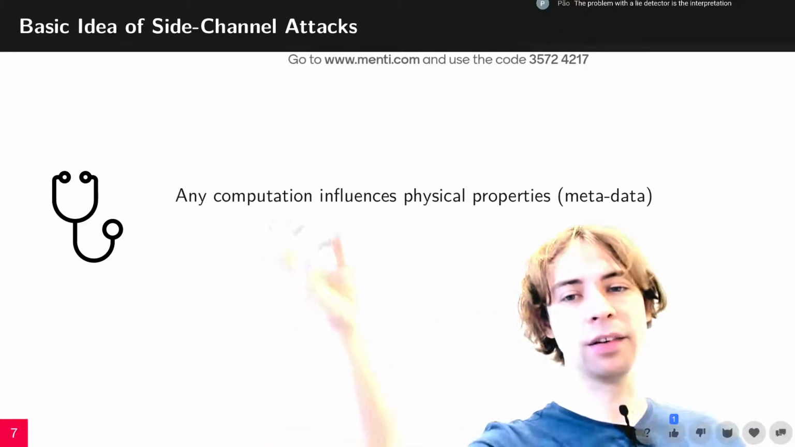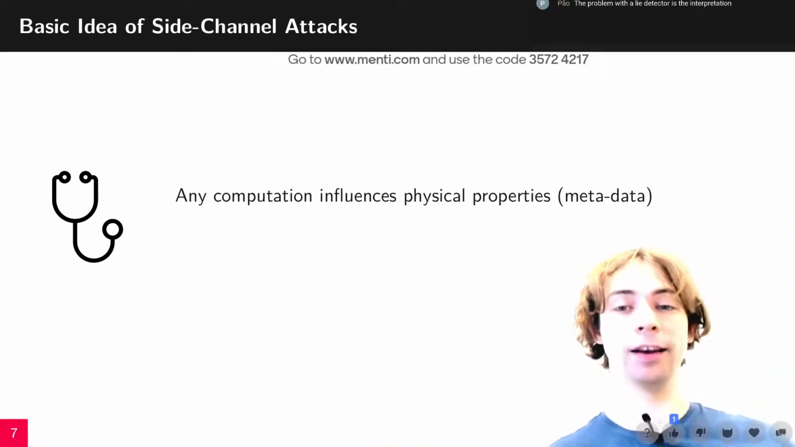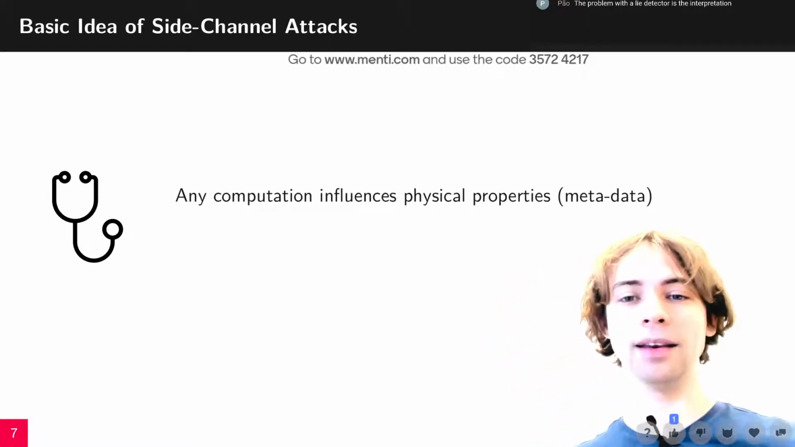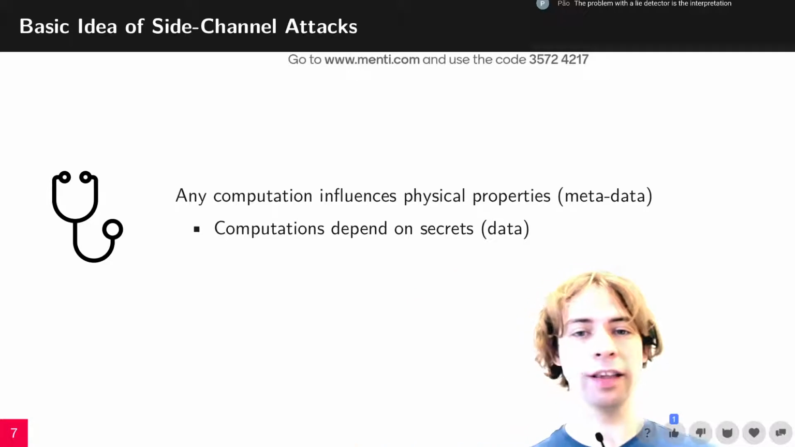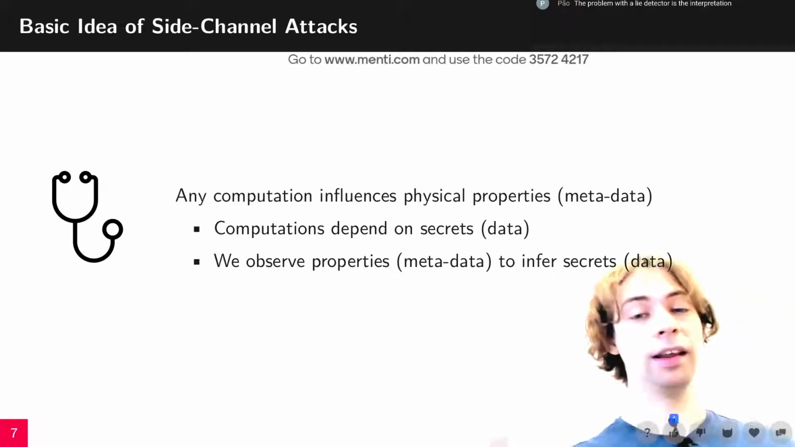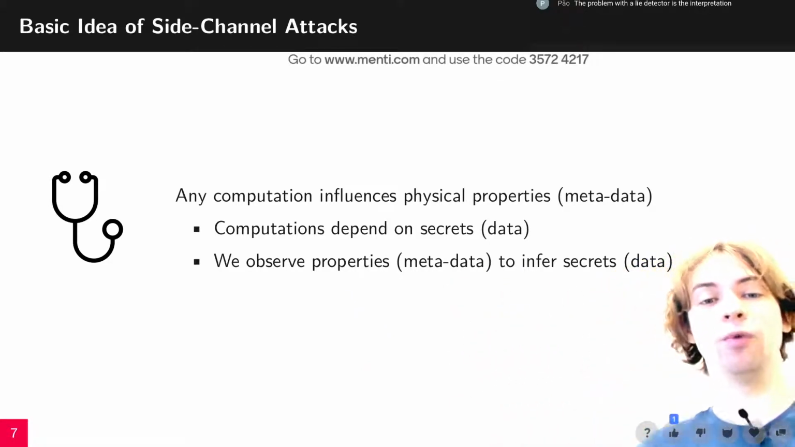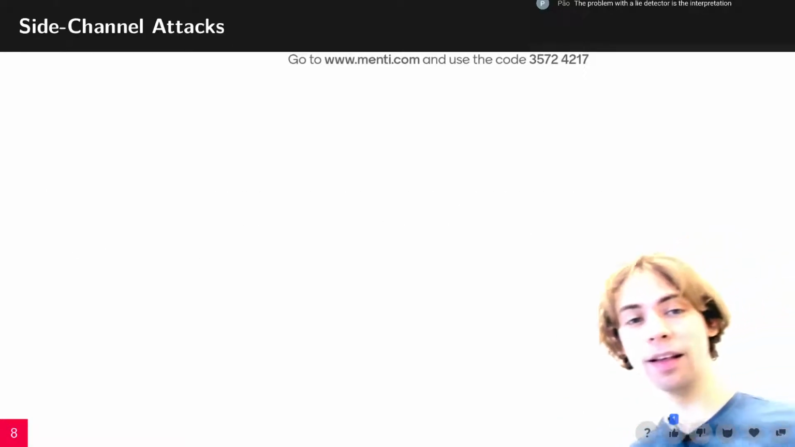Any computation will influence physical properties, and that's metadata. For instance, the power consumption. And computations depend on secrets, the data. So we observe properties, metadata, power consumption, EM radiation, timing, to infer secrets. Well, that's the actual data, that's the bytes of the key, for instance.